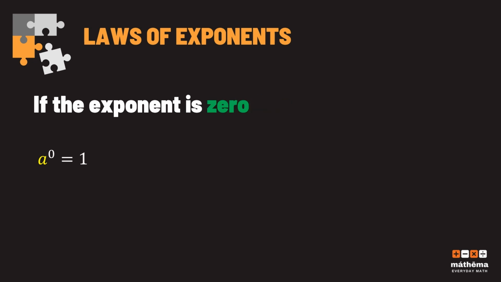Now what if the exponent is 0? Remember that when the exponent is 0, it will always give us 1. So no matter how big, no matter how small the number or a variable is, if the exponent is 0, it will always give us 1. Example, 3 raised to 0 is equal to 1. 35 raised to 0 is equal to 1.